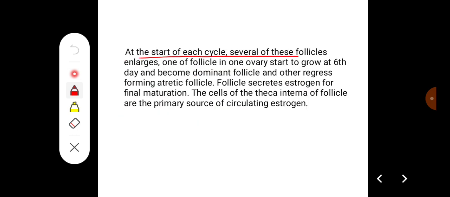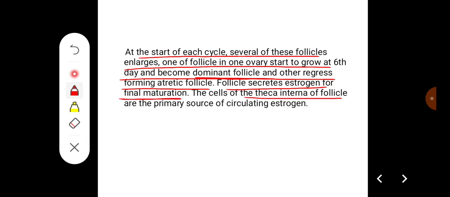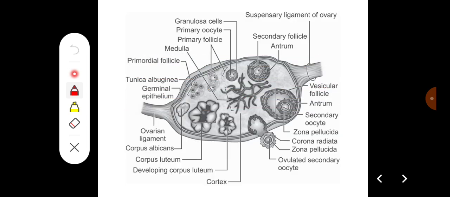At the start of each cycle, several of these follicles enlarge. One of the follicles in one ovary starts to grow at the 6th day and becomes the dominant follicle, and others regress, forming atretic follicles. The follicle secretes estrogen for the final maturation. The cells of the theca interna of the follicle are the primary source of circulating estrogen. So this is the diagram of the ovary showing the different phases of the ovarian cycle, that is primary follicle, secondary follicle, then the graafian follicle, and then it is showing the stage of ovulation.